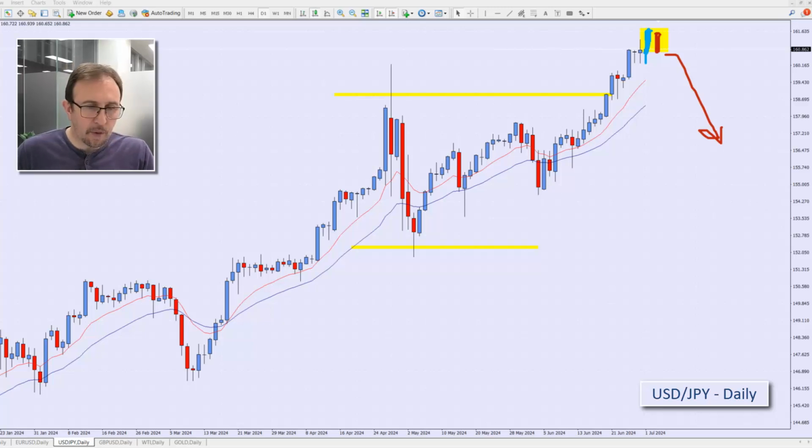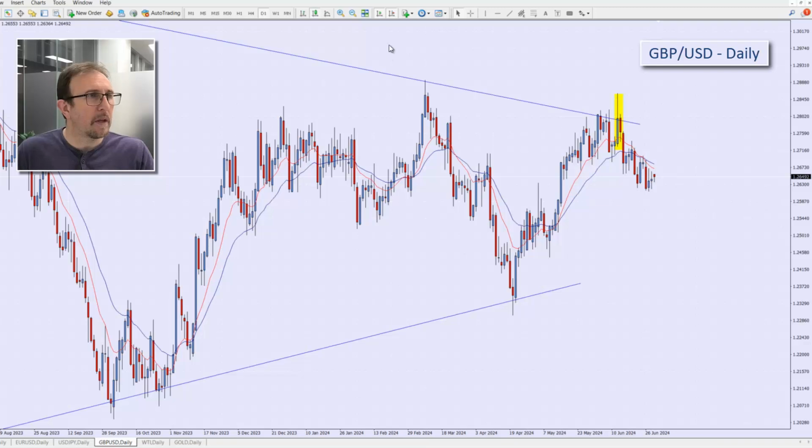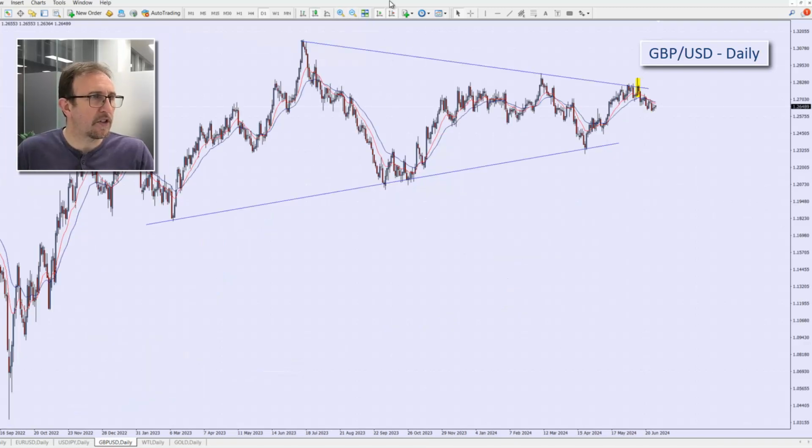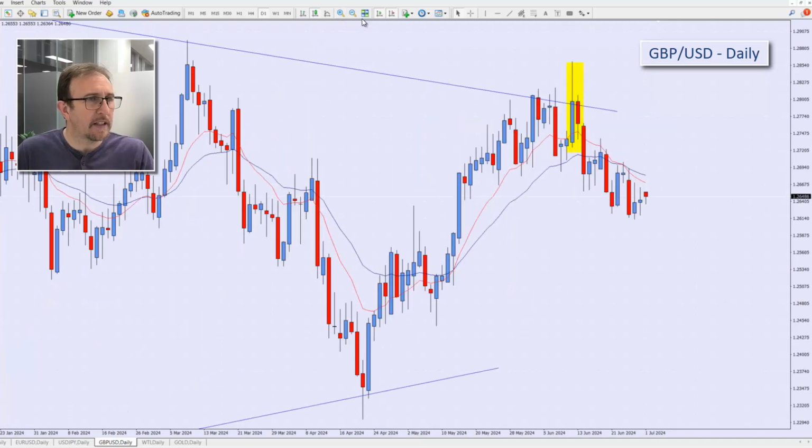That's what we're looking for this morning on the US yen. So let's move along. Let's have a look at the British pound US, the cable. Let's zoom in. Similar concept, that converging triangle that we've been tracking.